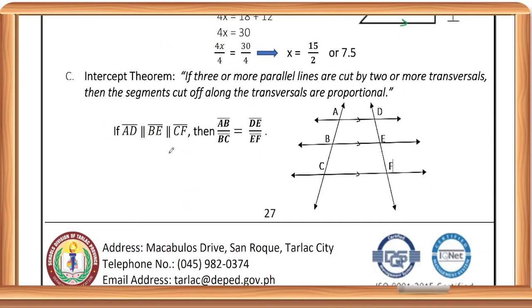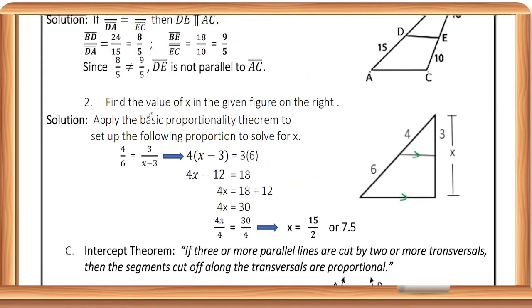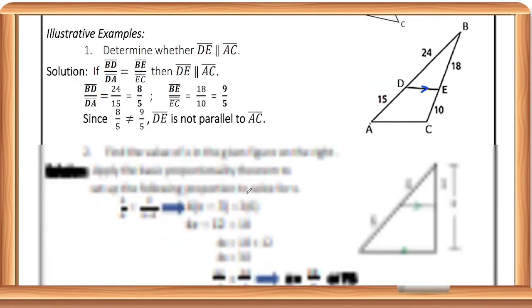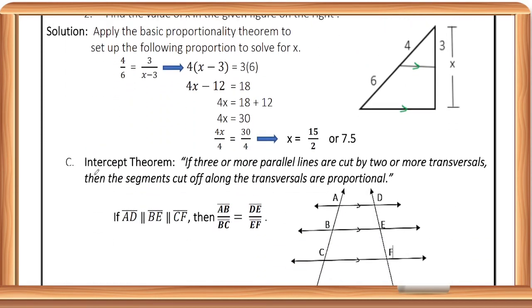Anyway, we also have the converse of the basic proportionality theorem. It means, if a line divides the two sides of a triangle proportionally, then it is parallel. We will prove that the line is parallel if the two sides are proportional. So, that's the converse.